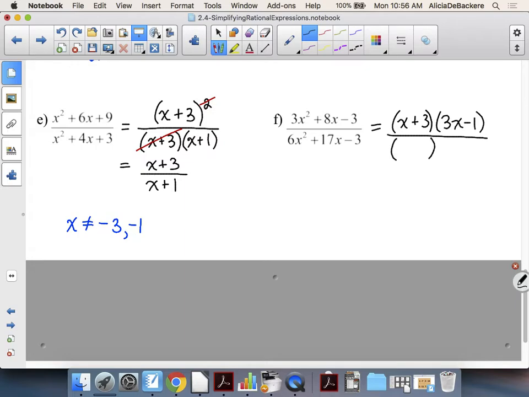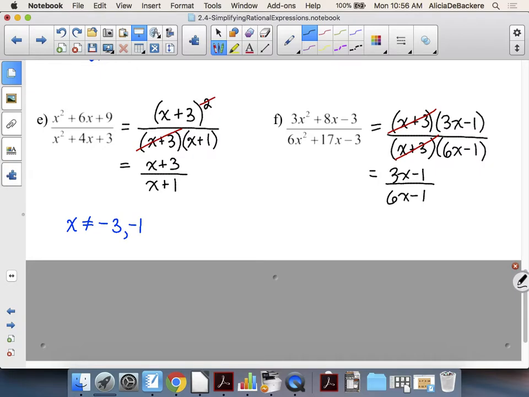And then in the denominator, when you went off in your rough work and factored this, you should have gotten x plus 3 times 6x minus 1. So again, I can see that there's a common factor or a common bracket that cancels top and bottom, and I'm just left with 3x minus 1 over 6x minus 1. Much simpler than what I started with.